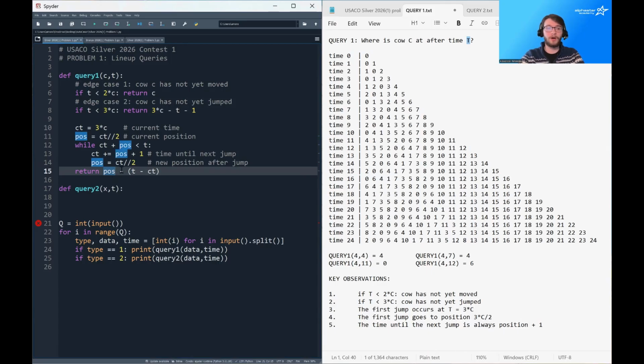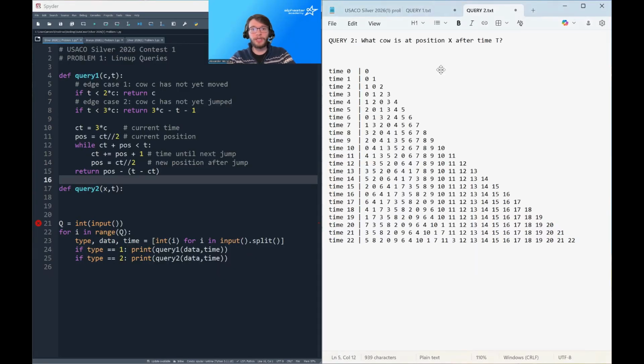So we're going to take our current position, and subtract off whatever is remaining in the time. So CT is the time I've used. T is the total time I want to simulate. So the difference in these values is how many times my position is going to decrease. Remember, every moment in time decreases my position by 1 unless I'm jumping, but there are no more jumps.